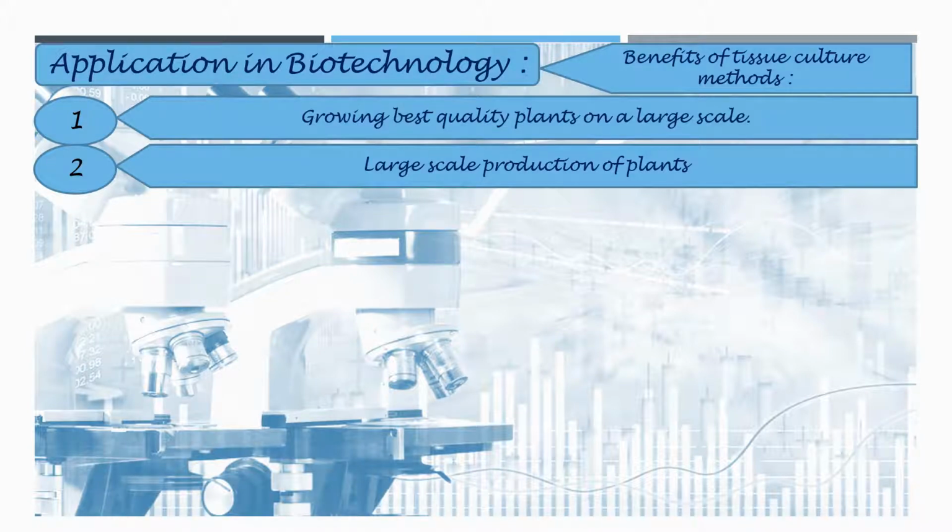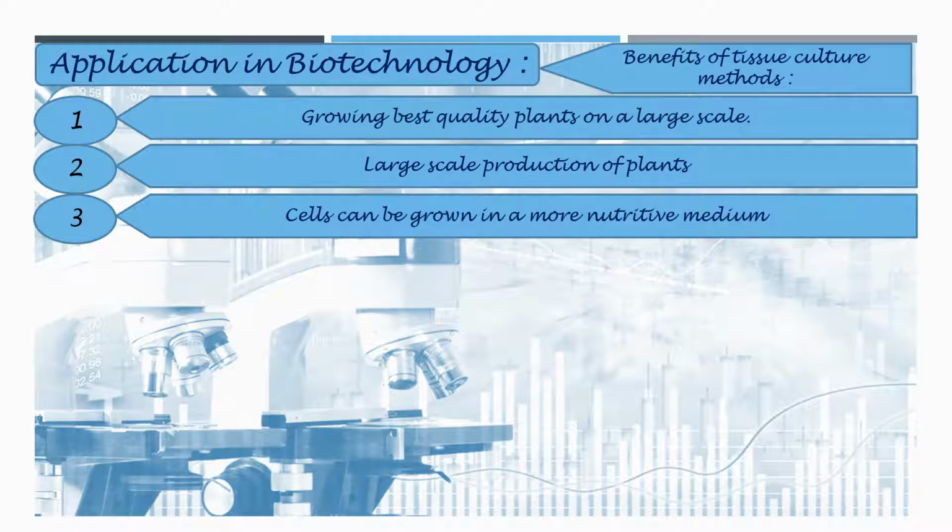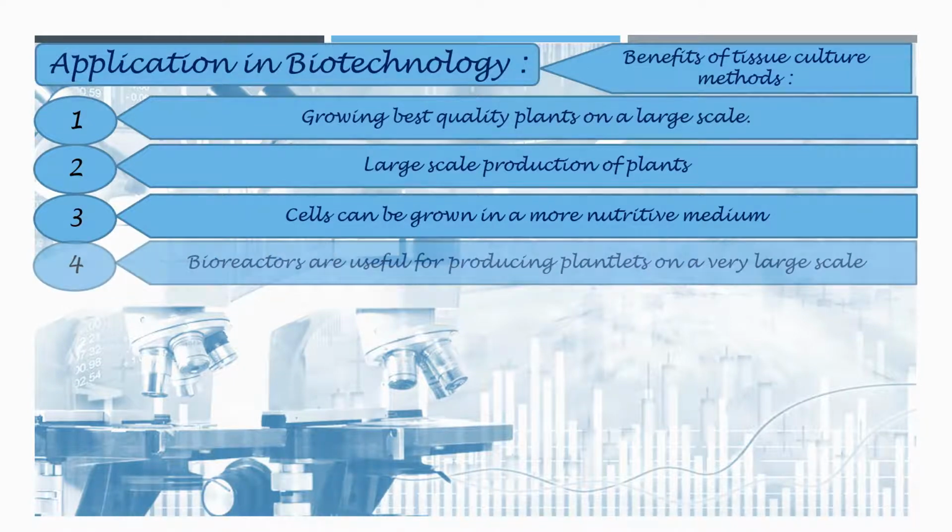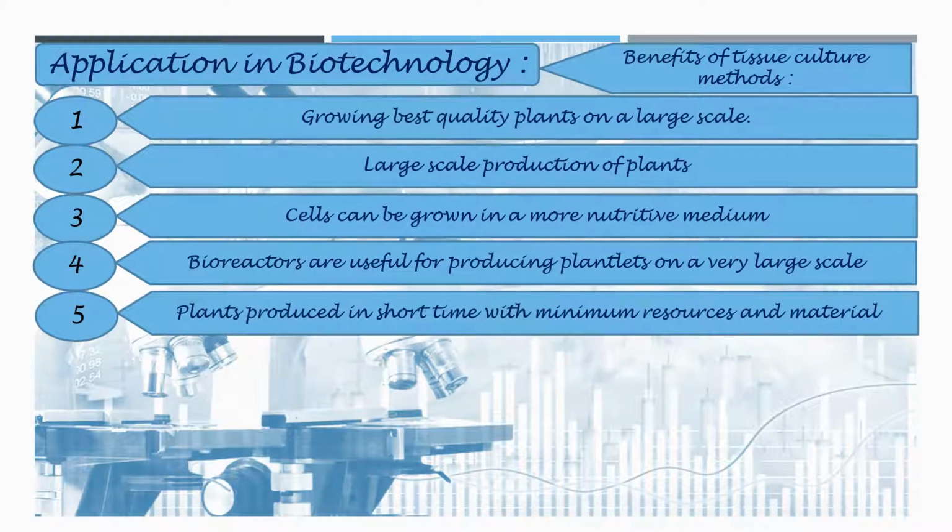Then in tissue culture techniques, bioreactors are used in which cells can be grown in a more nutritive medium and are protected from pathogens. Then plants can be produced on a very large scale in some bioreactors. And bioreactors are useful for producing plantlets on a very large scale. And in a short time, using minimum resources and materials, a large number of plants can be produced by tissue culture methods.